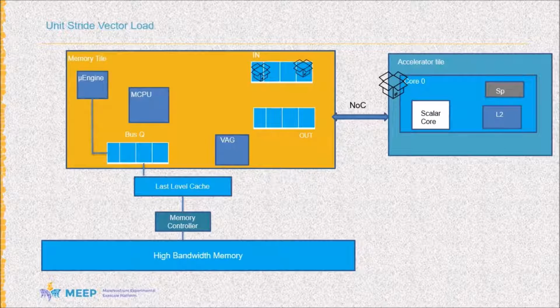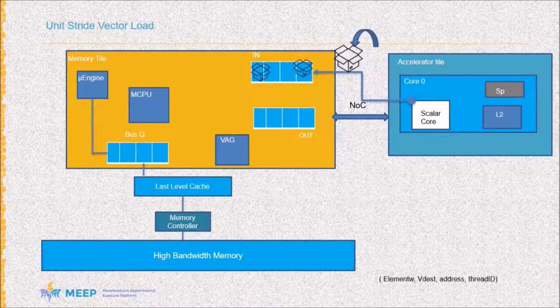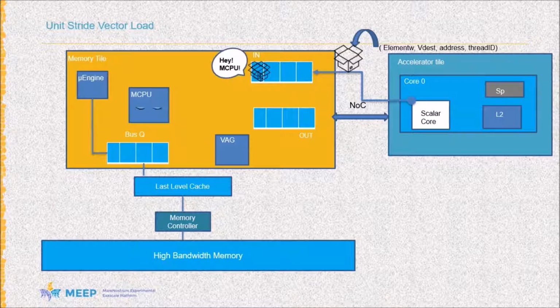For our example, we'll look at a unit stride vector load instruction. It begins with the accelerator tile sending out a vector load instruction to the memory tile through the NOC. This instruction has a number of parameters, namely the element width, the destination register, the start address in the memory the vector should be loaded from, and the thread ID. After traversing the NOC, the transaction is stored in the incoming queue. The queue then signals to the MCPU that an instruction has arrived.